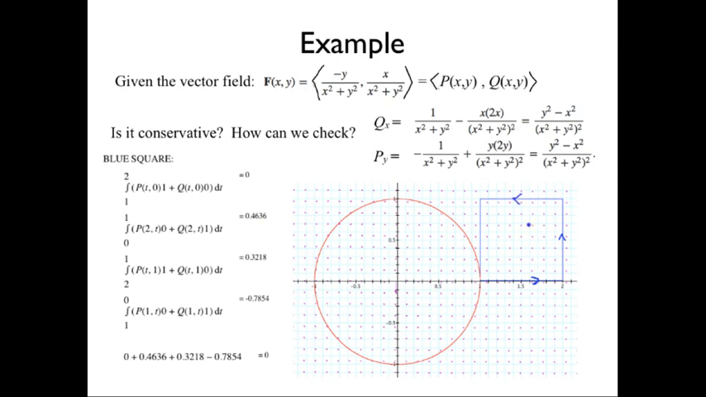Similarly, we go back and let t be x again and integrate from 2 to 1, and I get 0.3218. And then the last leg, I let t be y and integrate from 1 to 0, and I get negative 0.7854. And lo and behold, when I add up those four individual line integrals, I get 0, just like we thought.